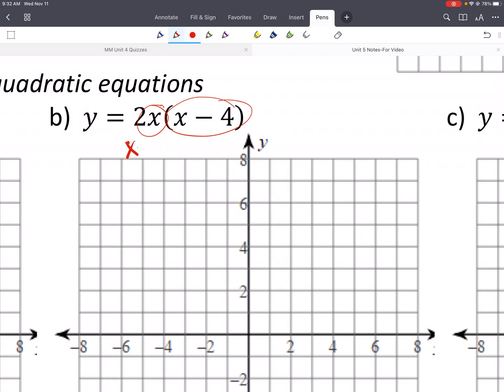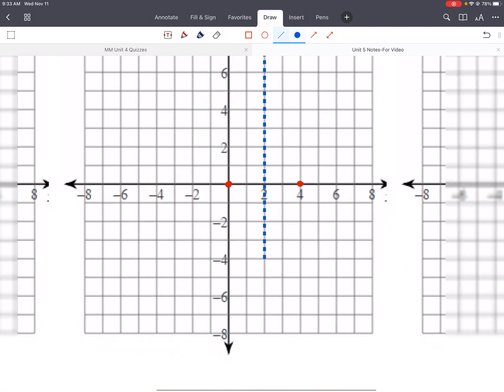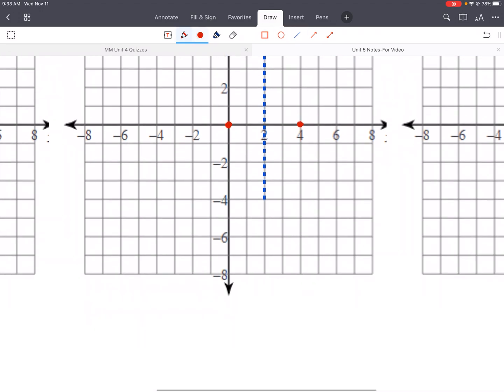So our x-intercepts will be 0, 0, and 4, 0. Again, it's the opposite of what you think. When you take things out of parentheses, it will change its sign. So we have 0 and 4. Our axis of symmetry is halfway between, so we have x equals 2. And then, axis of symmetry, x equals 2.